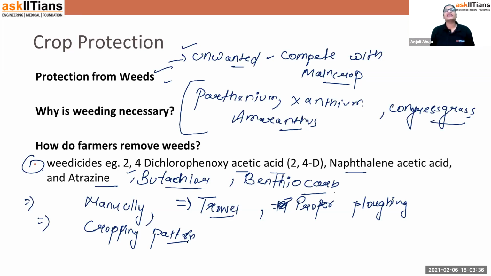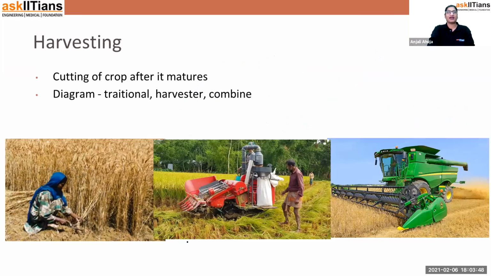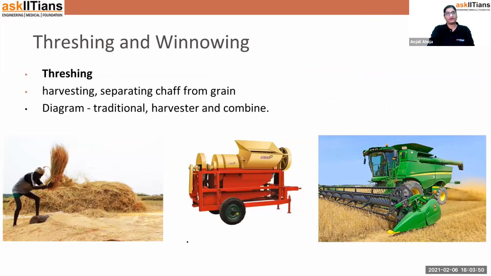Okay, so now the next one. We have given water to the crop. We are protecting the crop throughout the time it is growing. Now the crop is ready. Let's cut the crop. So the steps include harvesting, threshing, and winnowing.